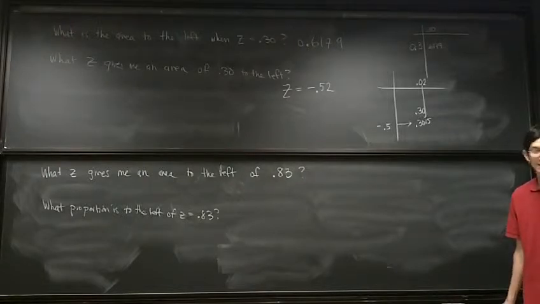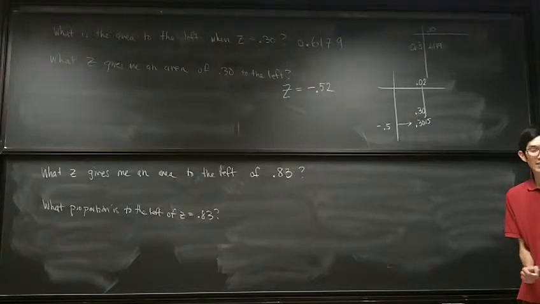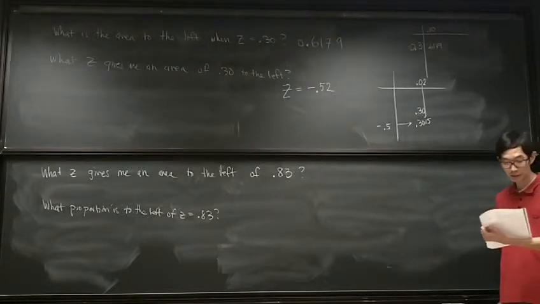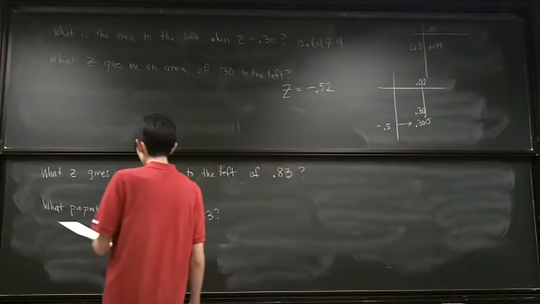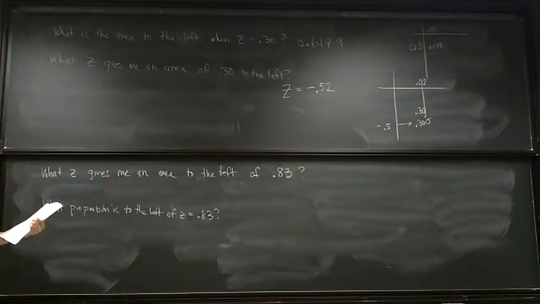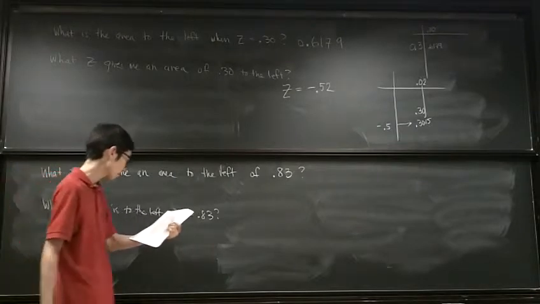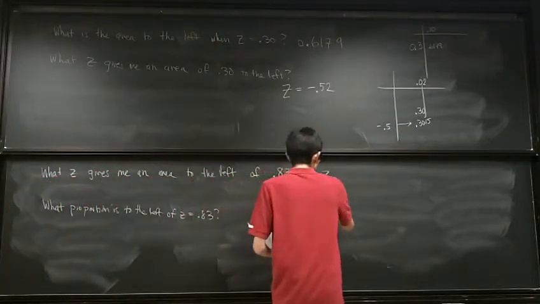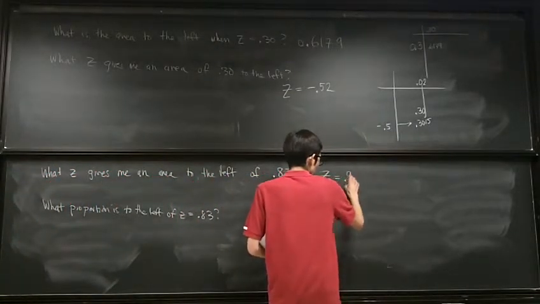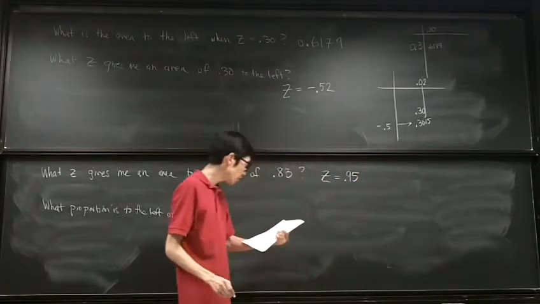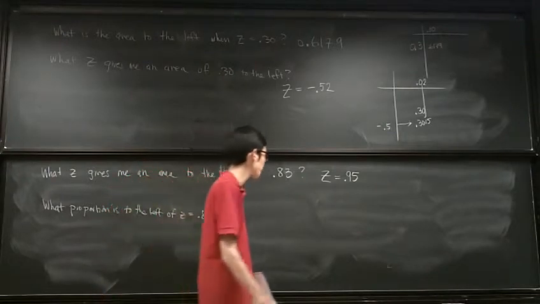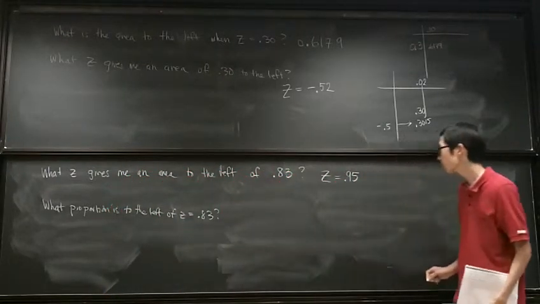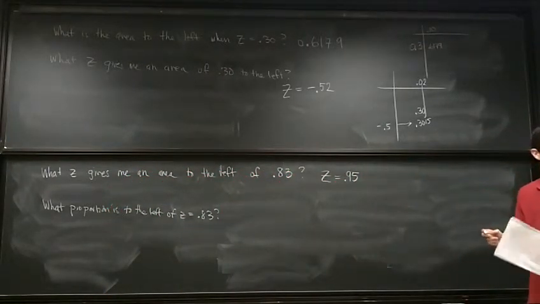Okay. Ready? All right. So what is the number that's going to give us the number closest? What z gives me an area to the left of 0.83? The answer I'm getting is z equals 0.95. Okay. 0.96 is acceptable, but 0.95 is closer.